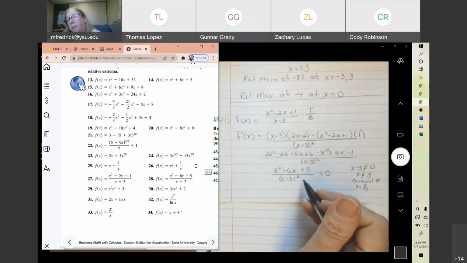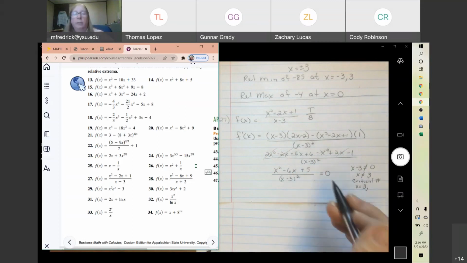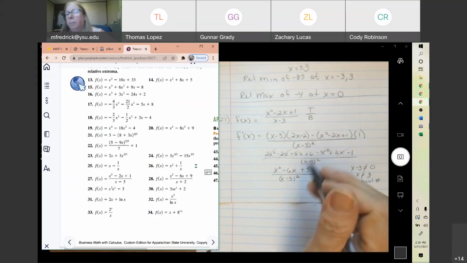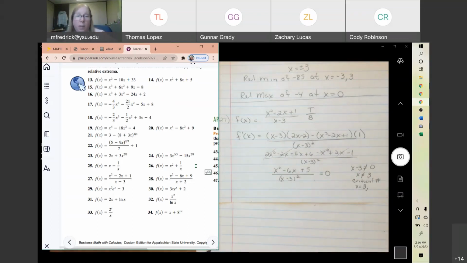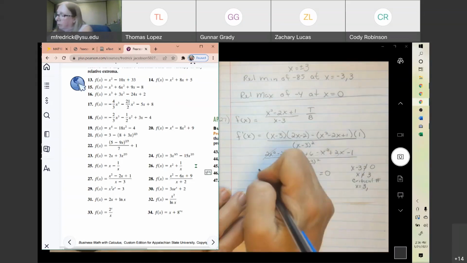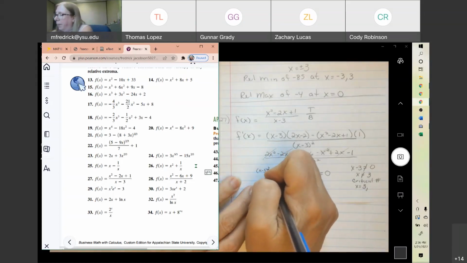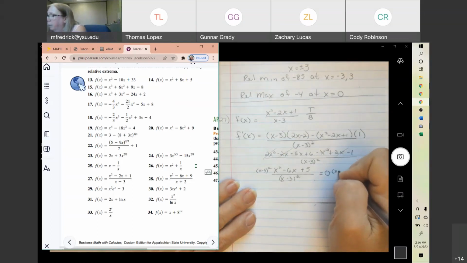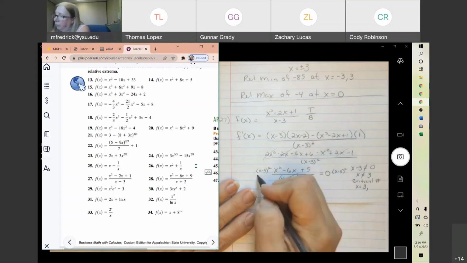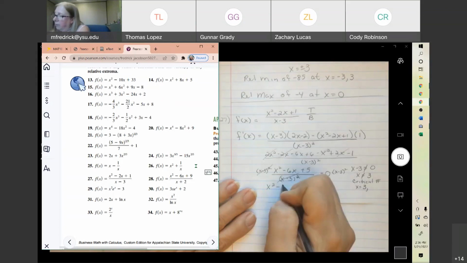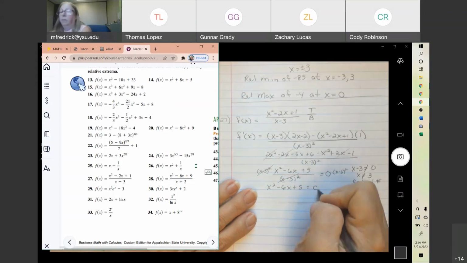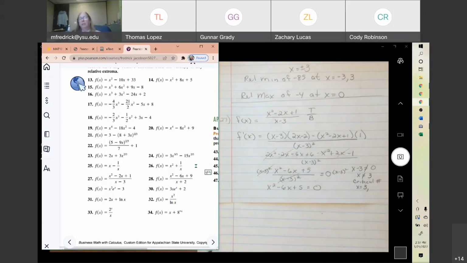When you have a fraction, the only way it'll be 0 is if the numerator is 0, because we know the bottom can't be. So you could technically just set the top equal to 0. Or we can multiply both sides by x minus 3 squared. That way it cancels and just leaves x squared minus 6x plus 5 equal to 0. The top's equal to 0. So it's not that you're just setting the top equal to 0. You're multiplying the denominator to the other side, which when you multiply by 0, it just drops it out. Any questions on that?